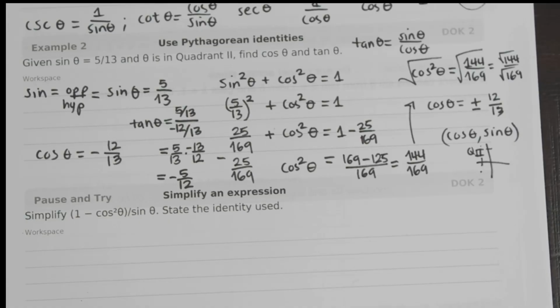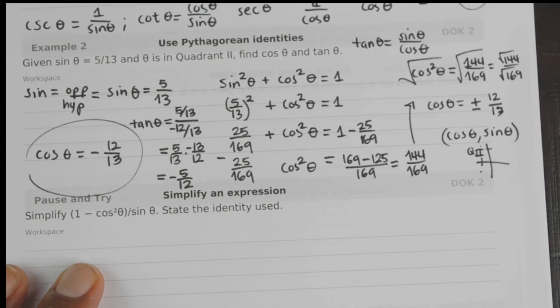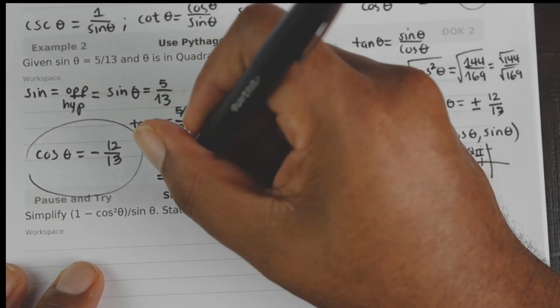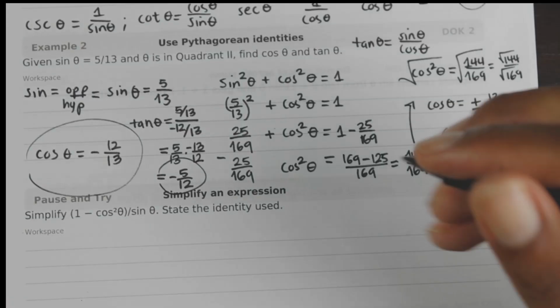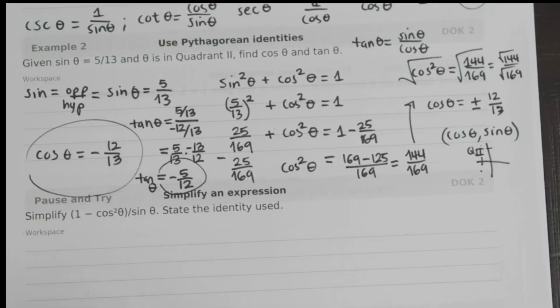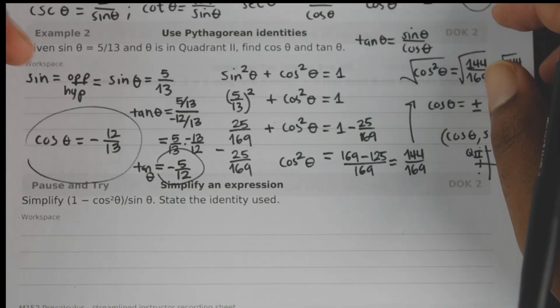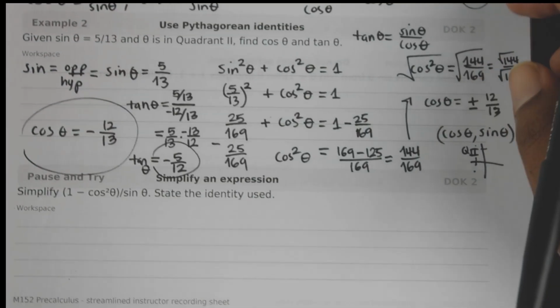Okay, so the final answers are cosine theta is negative 12 over 13, and tan theta is negative 5 over 12. Okay, so the identity gave us the size of cosine, and then the quadrant gave us the sign. Now pause and try the bottom.